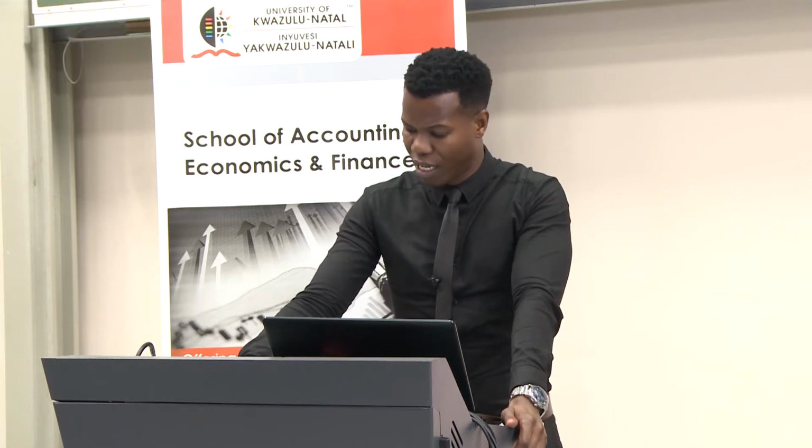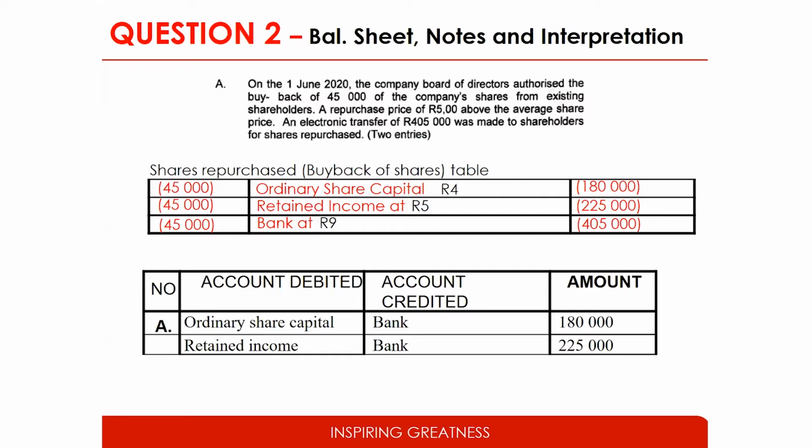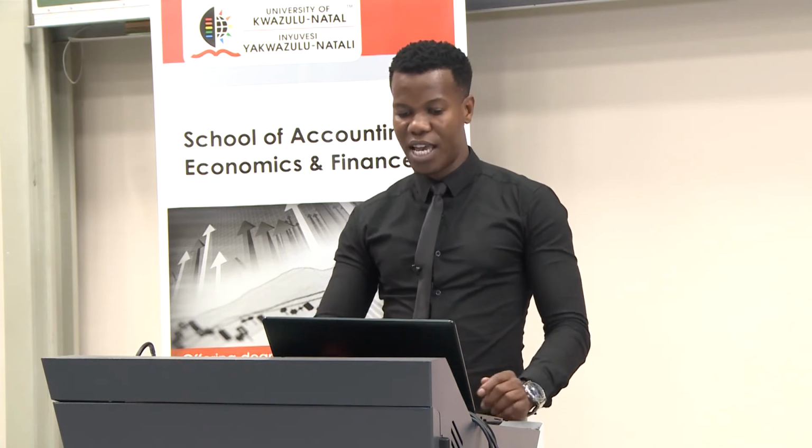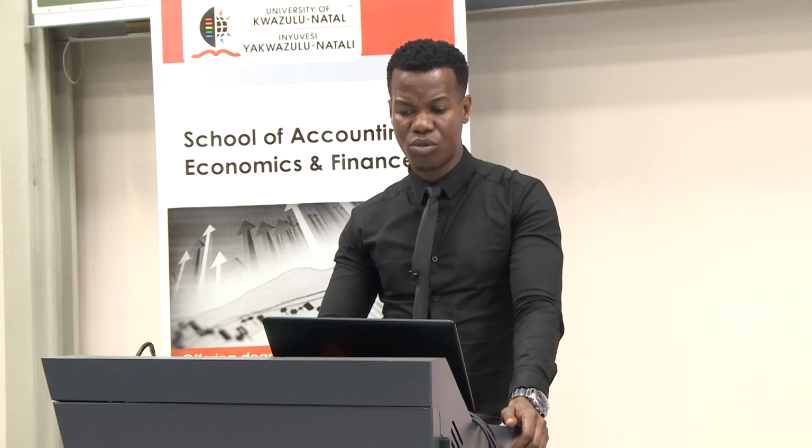You've got your ordinary share capital of 180. That is the 45,000 shares. Also, you are using your retained income, 5 Rand over and above. So that's 45,000 shares at 5 Rand. Then the whole amount you've used, 405,000 Rand. Now, the account that you will debit is your ordinary share capital because your bank, which is an asset, is decreasing and it decreases on the credit side. Again, your retained income decreases as well. It decreases on the debit side, and your bank is also decreasing on the credit side. So in this case, you just need to understand which account to debit and which account to credit.